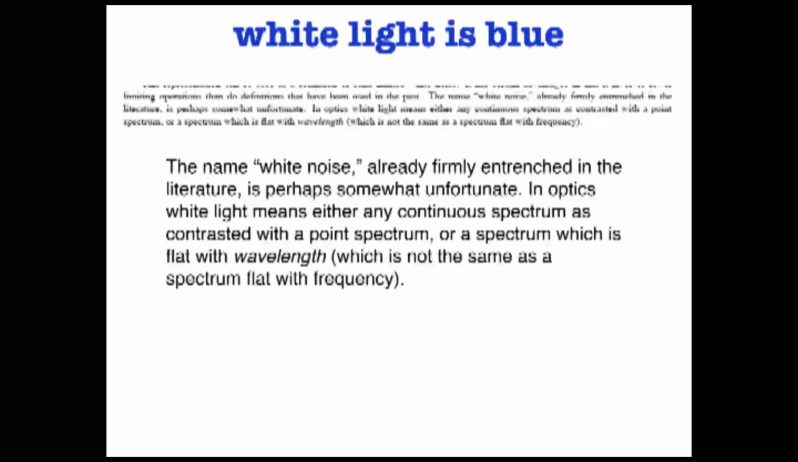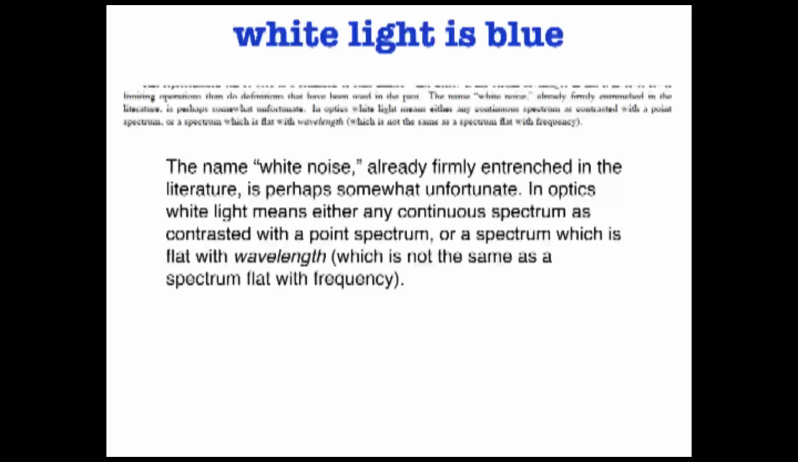Okay, so now let me talk about a little footnote that he has in that paper, and that shows you again what a genius he was. He says, the name white noise, already firmly entrenched in the literature, is perhaps somewhat unfortunate. In optics, then he says, white light means two things. Either any continuous spectrum, as contrasted with a pointed spectrum.